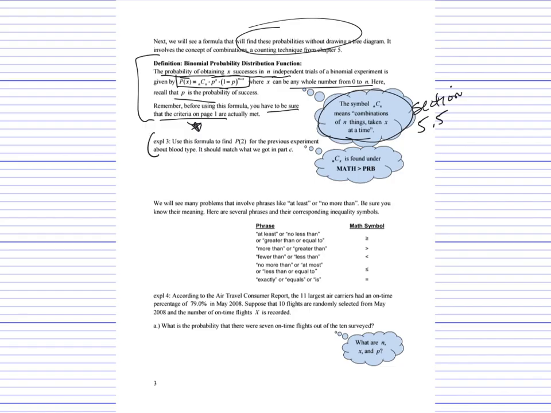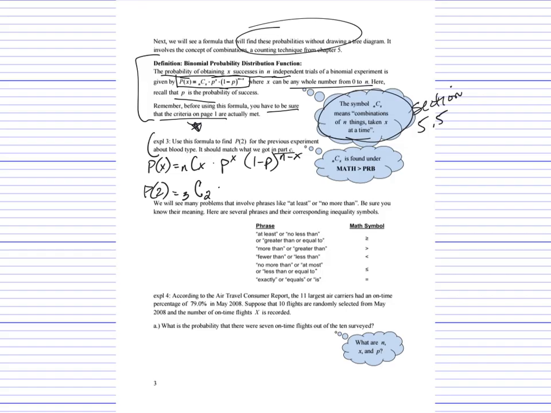Let's do number 3 together. Use this formula to find P of 2 for the previous experiment about blood type. It should match what we got on the last page. Let's do it. I have my formula, which is this. I, of course, am just copying it down. I like to do that. And then let's do it. P of 2. Put your 2 in for x. Now, n was the number of trials, right, which was the number of people in our sample, which was 3.